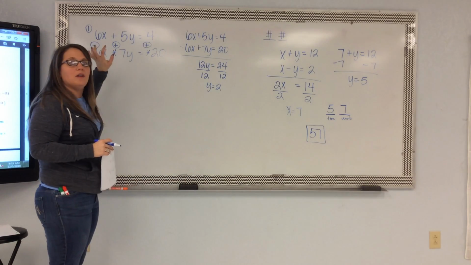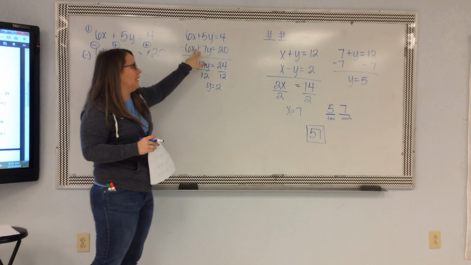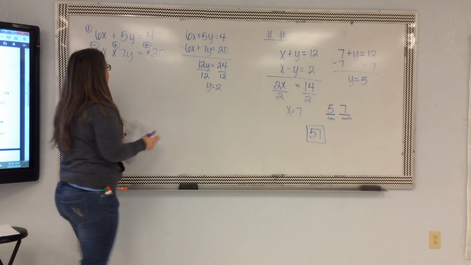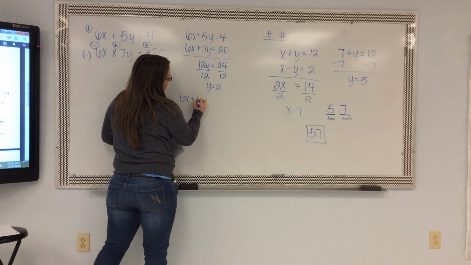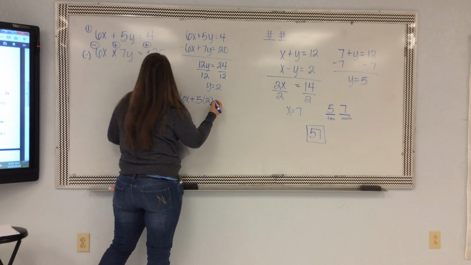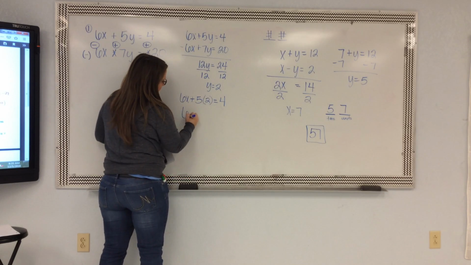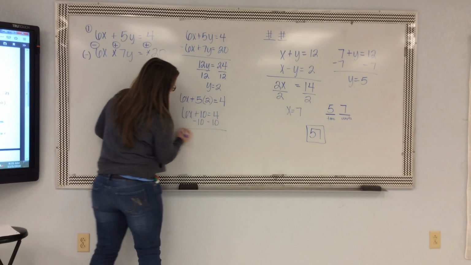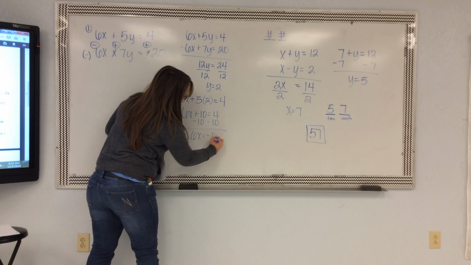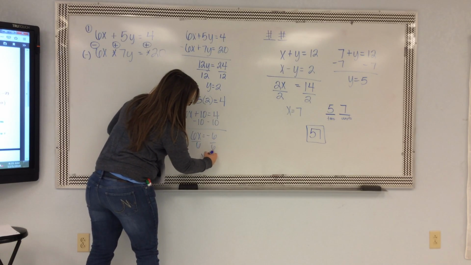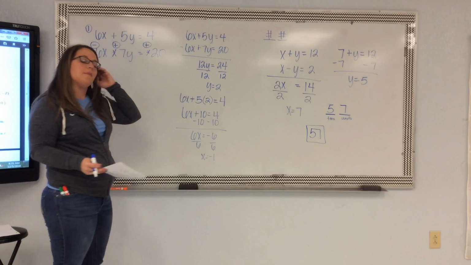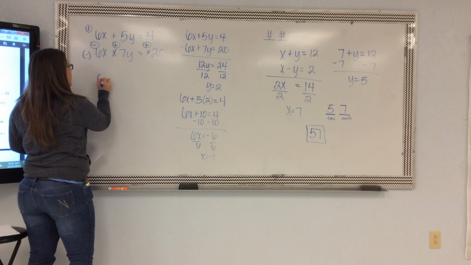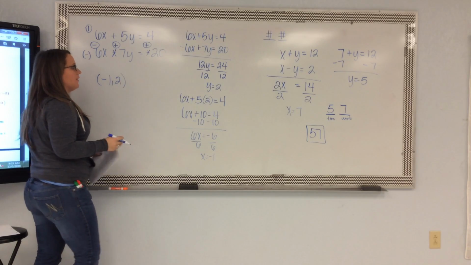Go back and plug that into one of your original problems. Make sure that you don't plug it in over here because sometimes that'll give you an error. So I'm going to plug it into my first one and say 6x plus 5y, and in place of y I'm putting a 2, is equal to 4. 6x plus 10 equals 4. Subtract the 10 from both sides. 6x is equal to negative 6. Divide both sides by 6. X is equal to negative 1. So when I combine that together to write my ordered pair, I have a negative 1 and a 2. So I'm going to say negative 1, 2 for my final answer.